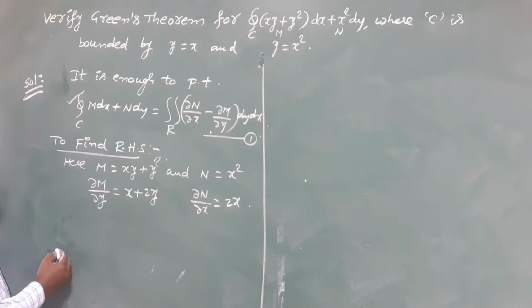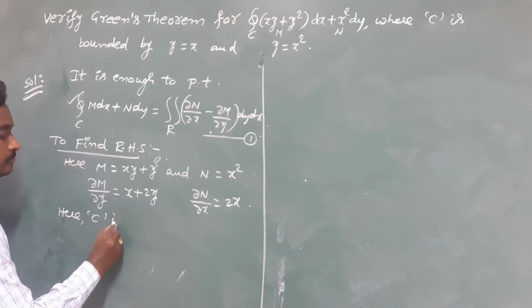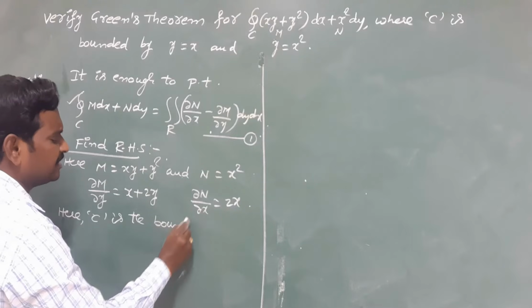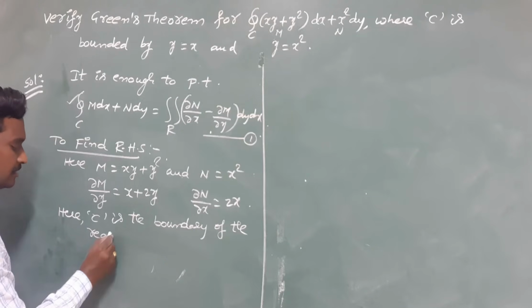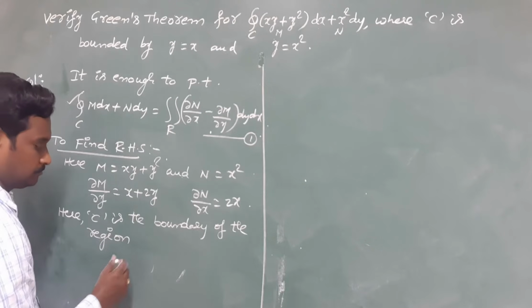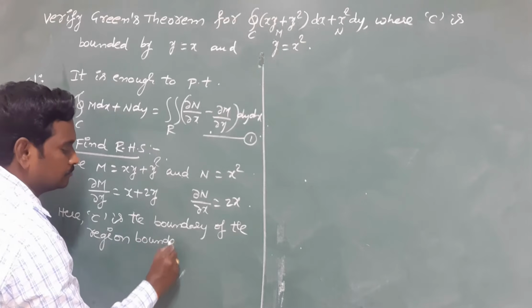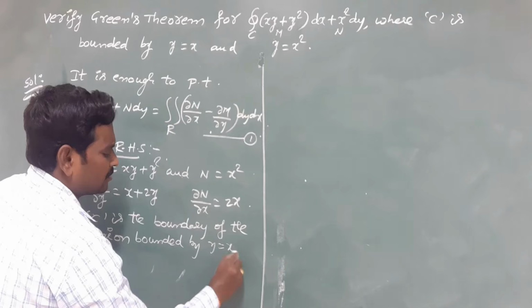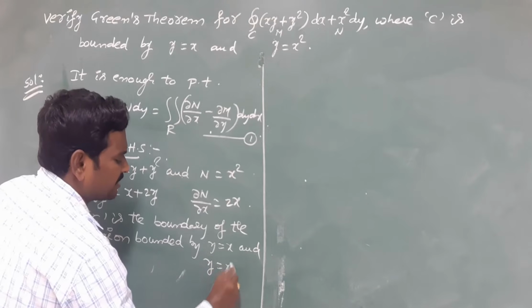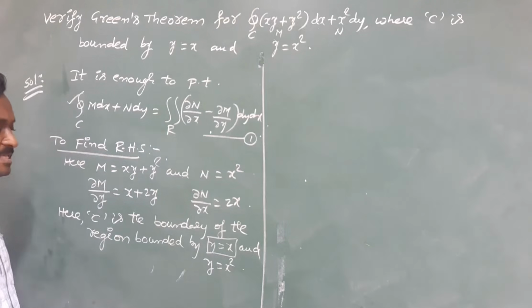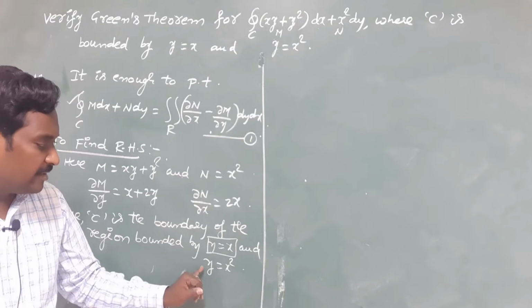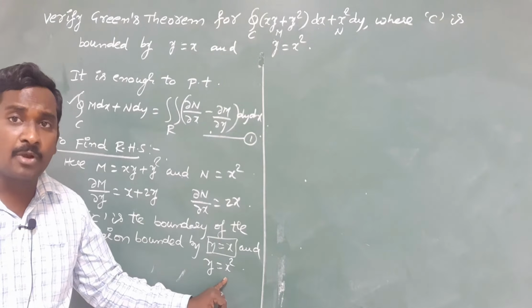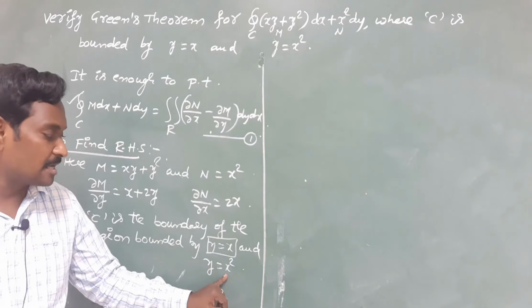Now we have to draw the figure also. Here it is given that C is the boundary of the region which is bounded by y = x and y = x². What is y = x? y = x is a straight line which passes through the origin from the third quadrant to the first quadrant. And what would be y = x²? It is an upward parabola.